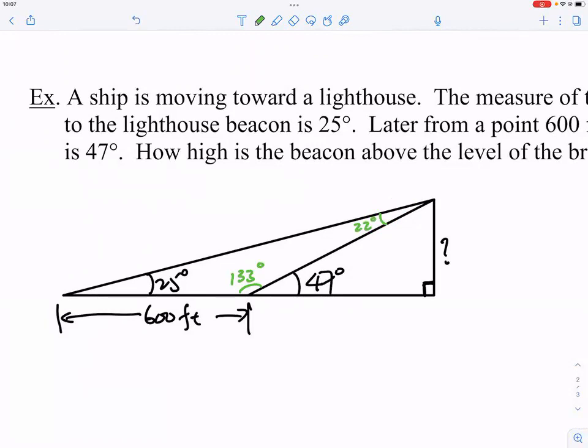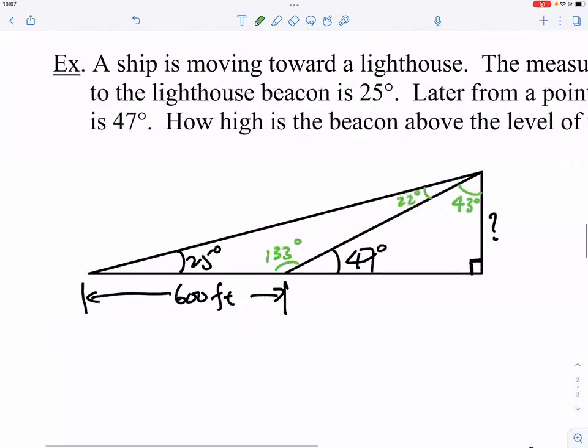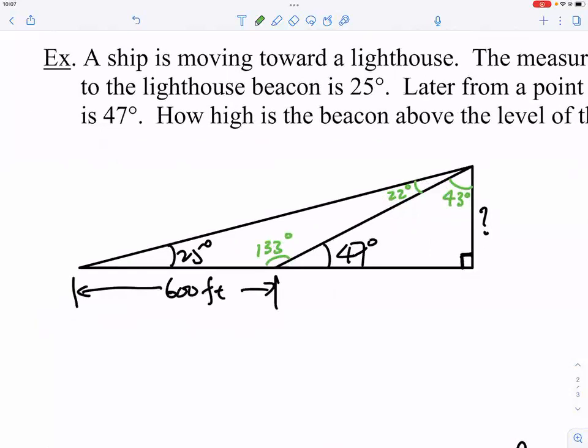What else can we find out? This one right here must be 43 degrees. You have a right triangle, so that must be 43 degrees. Now, this is how you solve a problem: based on the conditions given, based on the tools that we have, we ask, well, how do we find out the missing side?